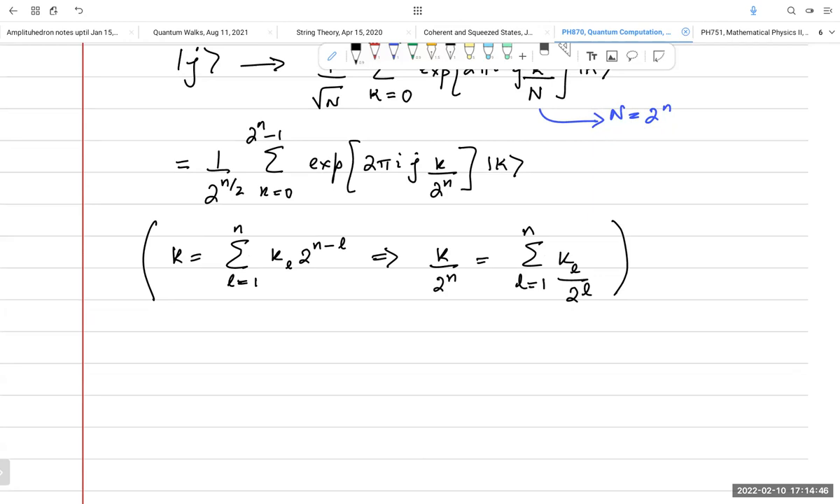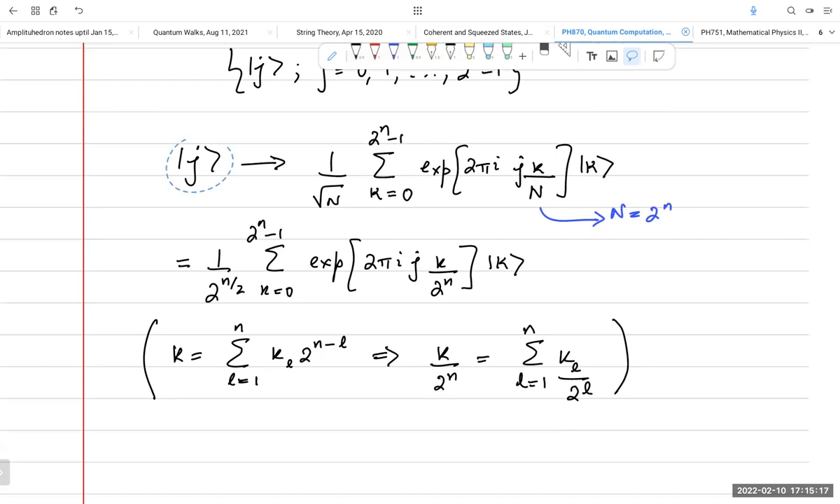Now the next step. What have we done with j so far? We have not done anything with j. j right now just takes some value from 0 to 2 to the n minus 1. You should think of this as the j of the Fourier transform basis, j tilde, and this j just gives you an index.